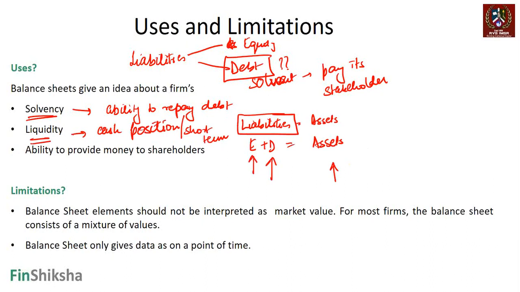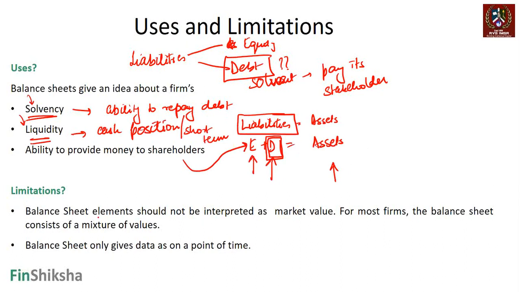And finally, if the firm is solvent, if the firm is liquid and it has repaid all external liabilities, which is the debt holders, does it have enough money to provide to the shareholders? Will the shareholders really get anything after the company, let's say, chooses to repay all the debt? That's where the analysis of the balance sheet becomes very, very important, right?